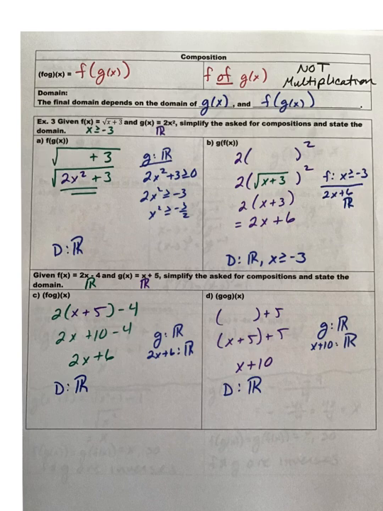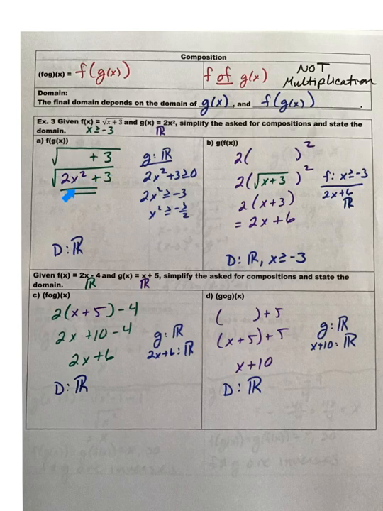So here, f is the square root of something plus 3. And the something we're plugging in is g, so I get the square root of 2x squared plus 3. And nothing here can be reduced, so that's our answer. We first look at what was plugged in. g is all real numbers, but now we look at the outcome.